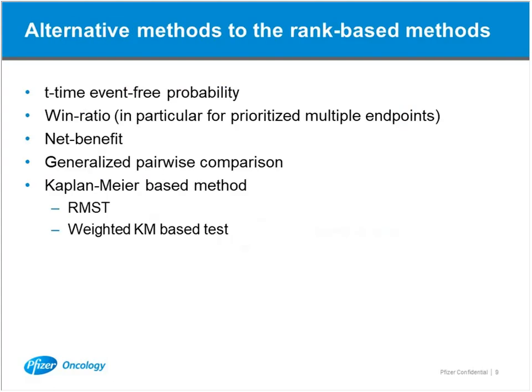In the literature, there are a number of alternative methods to the rank-based methods, including the t-time event-free probability, such as 1-year survival, 5-year survival, the win ratio method, the net benefit method, and the generalized pairwise comparison methods. The win ratio, net benefit, and the generalized pairwise comparison are similar in nature, and one can do a Google search for each of these methods. Another alternative method is the Kaplan-Meier-based method, including the restricted mean survival time, the RMST, and weighted Kaplan-Meier-based test.